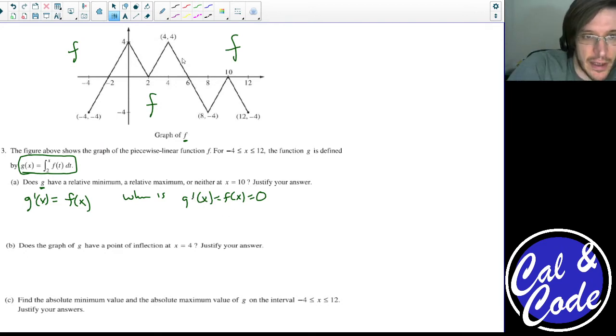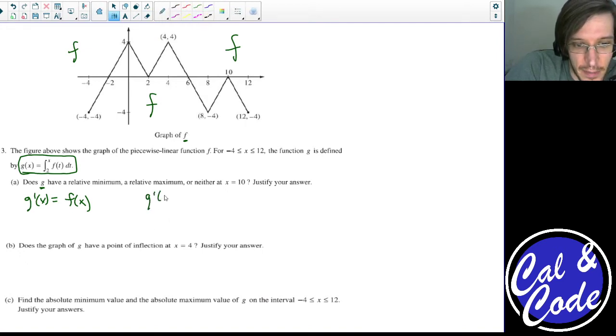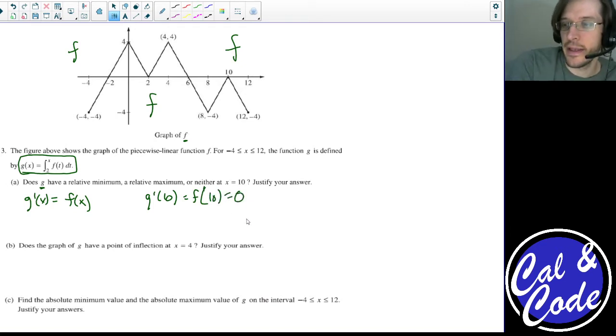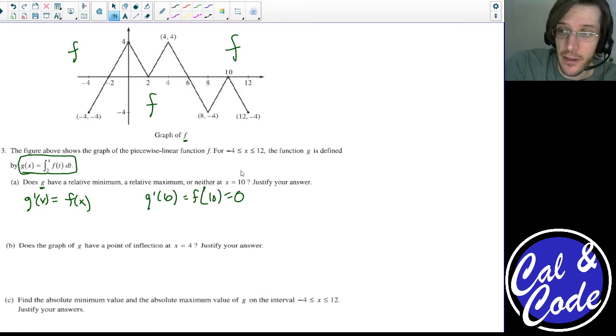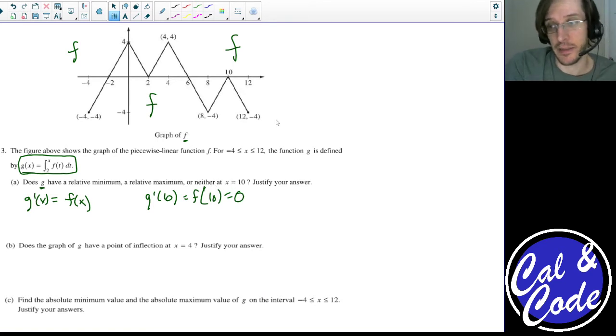So I guess maybe more accurately, instead of finding when this is true, is it true at 10? So g prime at 10, which is f of 10, is in fact 0. So that's good. We know it now has the possibility of being a minimum or a maximum. The next thing we need to do is see if g prime changes signs. So basically, does f change signs from positive to negative or negative to positive at 10?